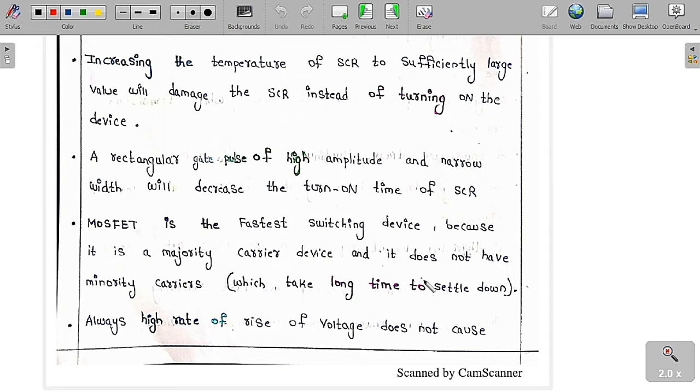MOSFET is a fast switching device because it is a majority carrier device and it does not have minority carriers, which take a long time to settle down. I have already told you, MOSFET is a unipolar device. It has only majority carriers but no minority carriers. If you apply a reverse voltage to block the device, we need to remove all the minority carriers, which takes a certain time. But in the MOSFET there are no minority carriers, so it doesn't take any time to turn off. Therefore, MOSFET is a fast switching device, then comes the IGBT, then the SCR, then the TRIAC.